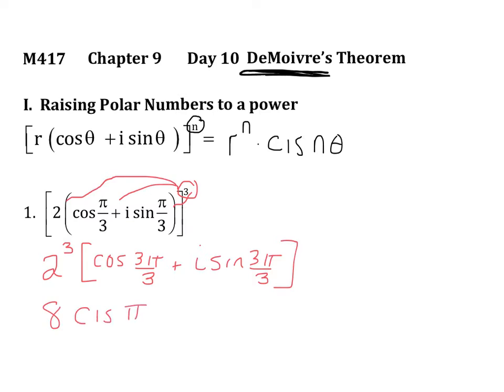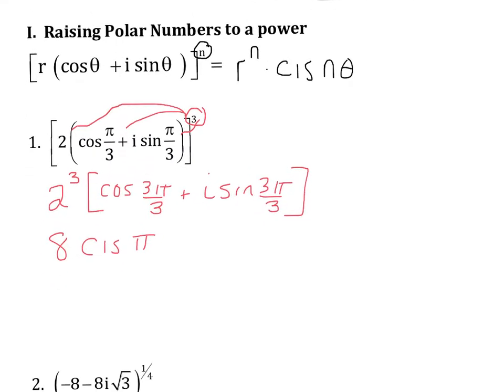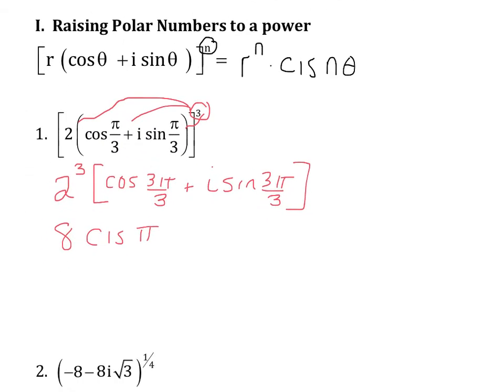Okay. So now we just evaluate this. So I'm going to turn this into rectangular form. So this would be 8 times the cosine of pi, which is -1, plus i sine pi, which is 0. So this ends up being 8 plus 0i, or in other words, -8.